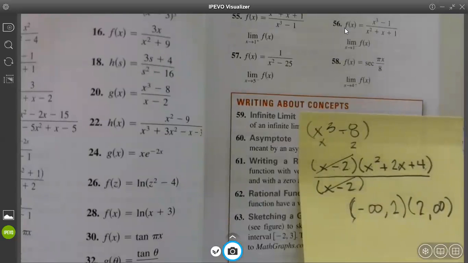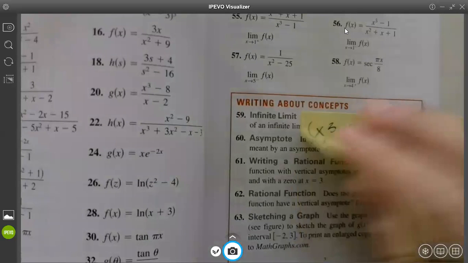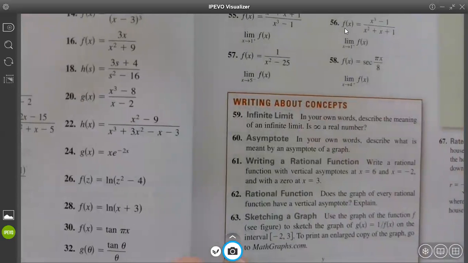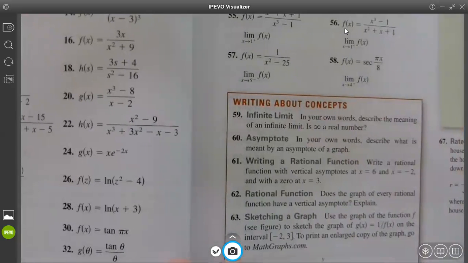Absolutely. We're going to keep going. All right. So 22.